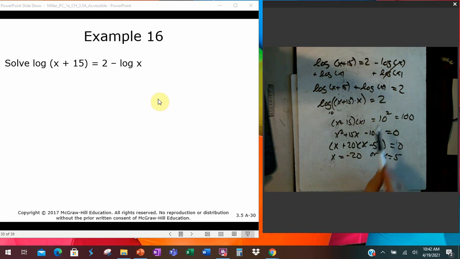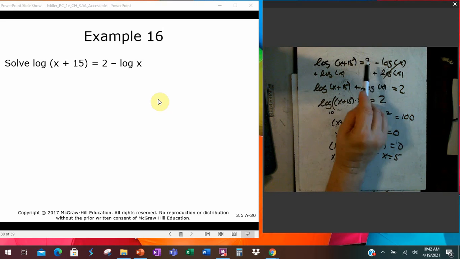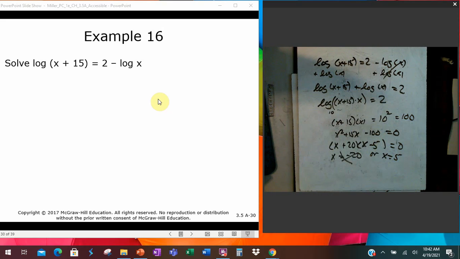Now I check. When I go back up here, that's not going to work. The log of negative 20 is not defined. Okay. So the 5 should work. Both of these are in the domain. And then once I go through, that should be okay.